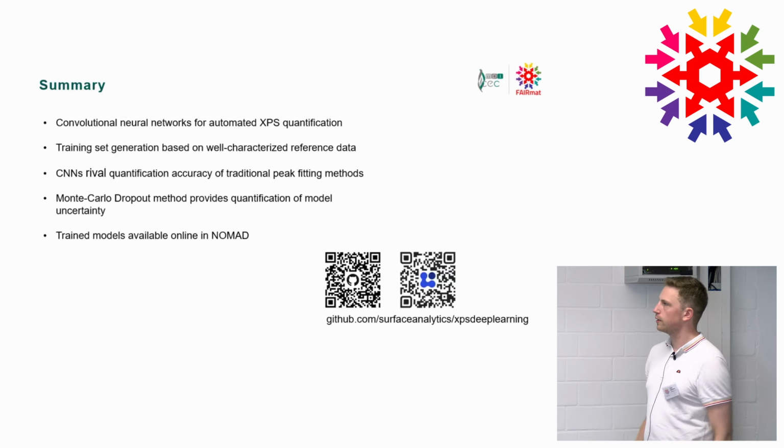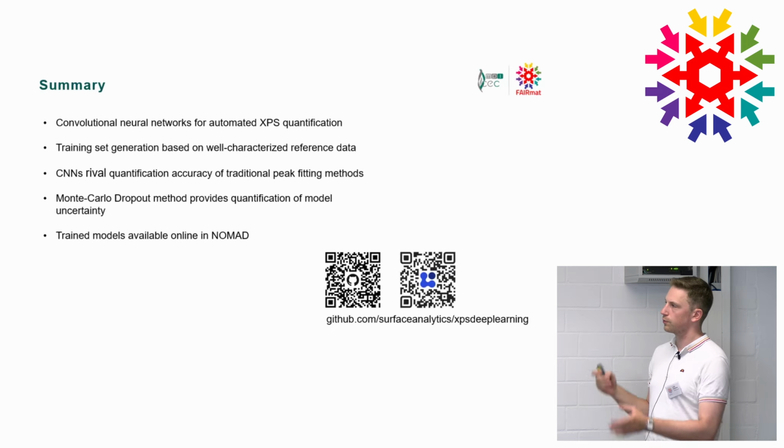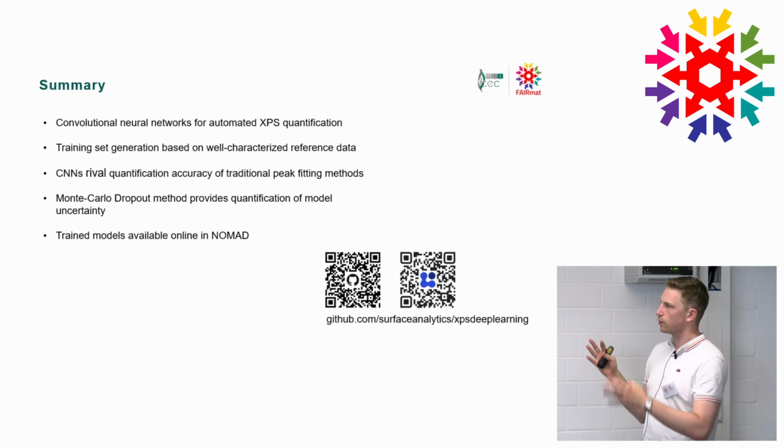So in summary, we have been using CNNs for automated XPS quantification, using training sets which we basically generated ourselves on well-characterized reference data. These CNNs have a quantification accuracy which is rather similar to experts. At least for inexperienced users, they can be very helpful. Experienced users who do very complicated analysis may still have to do this manually.